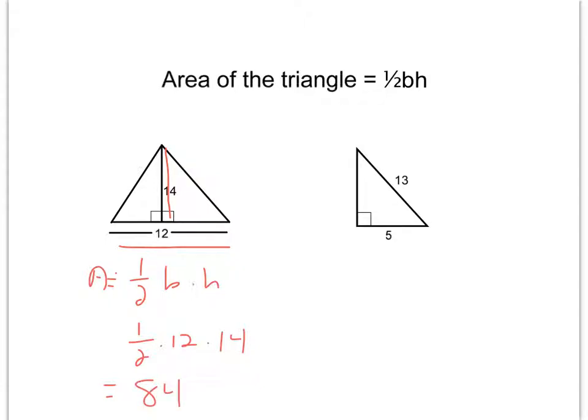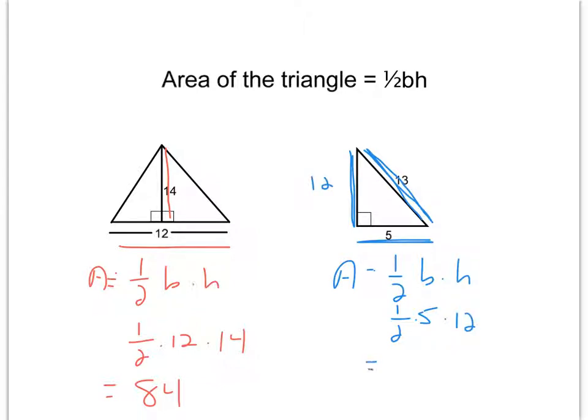The area of the second triangle, again, is equal to 1/2 base times height. My base I can see is 5. And my height, be careful, is not 13. That's the hypotenuse of my right triangle. We know that this is a 5, 12, 13 right triangle. So my height is 12. So my area equals 1/2 times 5 times 12, which is 30.